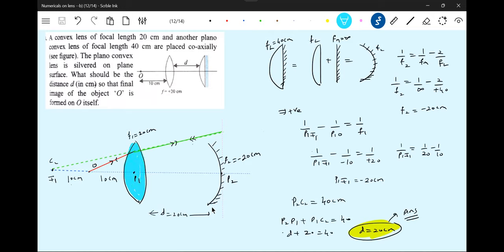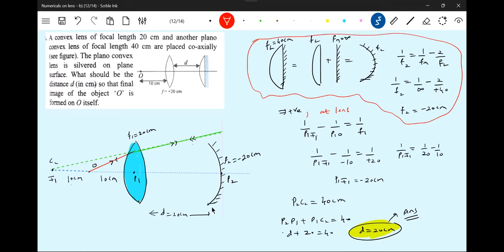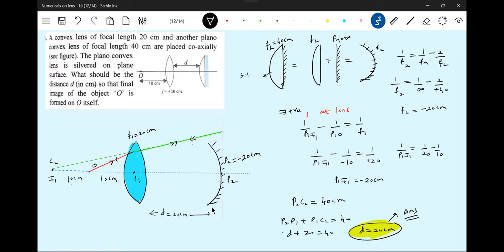You need a lot of patience, especially with lenses. You should verify with the ray diagram, then write the equations. Now, what is this? Refraction at the lens. At the lens, I'll write it. This is the equivalent where you are replacing the plano-convex lens by a silvered concave mirror. Convex lens, this is a concave mirror.